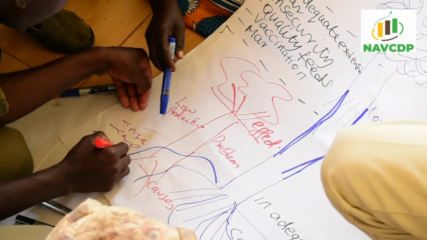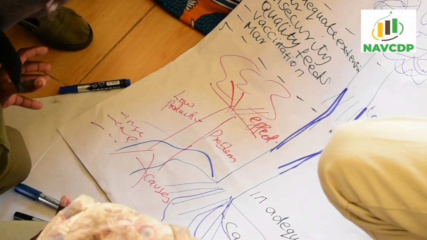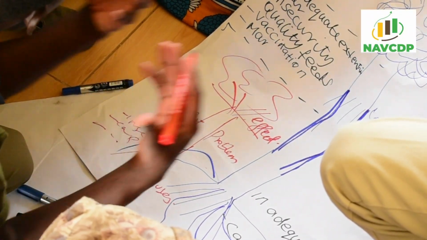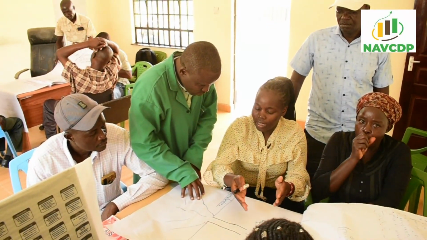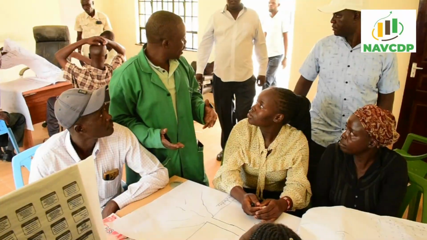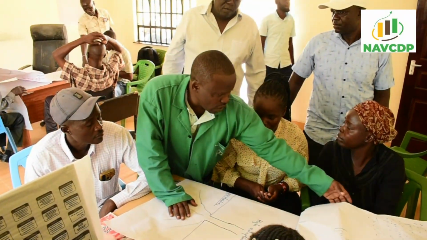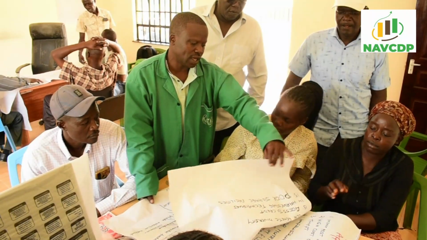With the data collected, the community moved to problem analysis. Using tools like problem tree analysis, they identified root causes and effects of their challenges. Objective tree analysis helped them transform their problems into actionable objectives. Finally, pairwise ranking allowed the community to prioritize their most pressing issues.